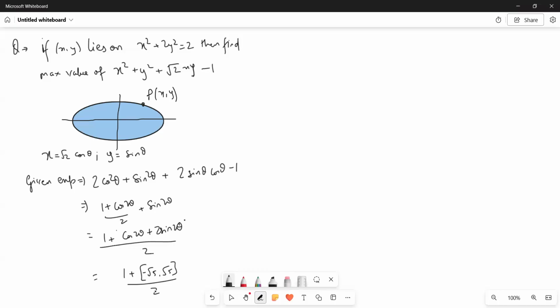तो इस केस में max कितना हो गया फिर? 1 plus root 5 by 2. The max value would be 1 plus root 5 by 2. And what will be the min value in case if it is asked? 1 minus root 5 by 2. 1 minus root 5 by 2 will become the min value.